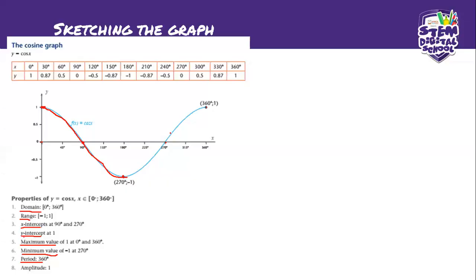Now, when the graph continues until you reach this point here, it's going to give you what? A full wave. Then if it ends at 360, we're going to say our period in this case is 360, right? That's how we should determine the period for a cosine graph.